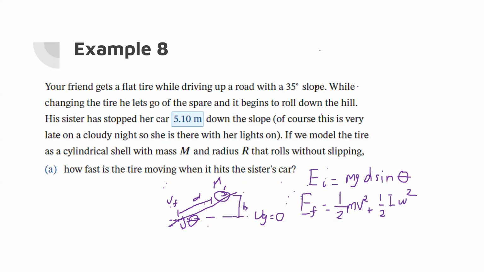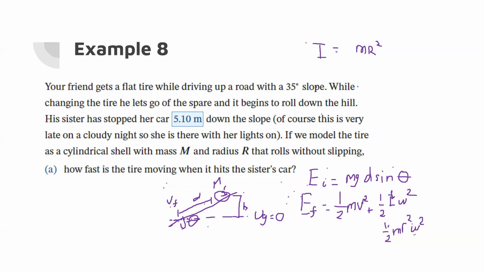But I know from my textbook that the moment of inertia for a cylindrical shell is going to be equal to just the mass times the radius squared, like that. And so if I plug that in here, I get 1/2 m times r squared times omega squared.